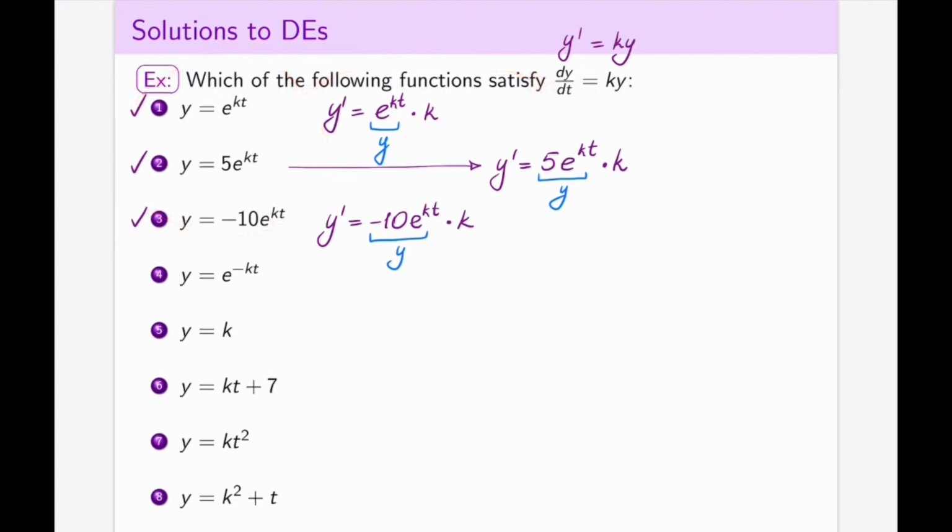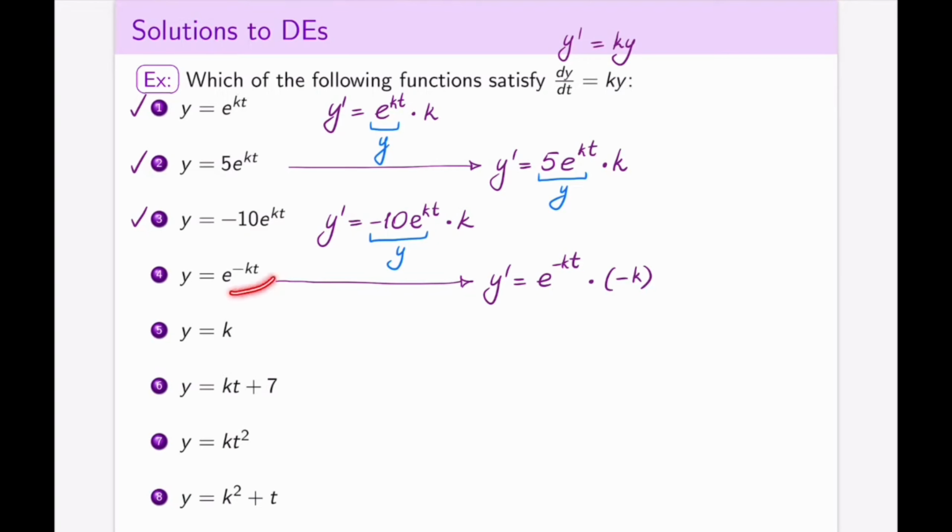Now let's try to play around with it. What if we add a negative into the power? Will this relationship still hold? So let's take a derivative of this guy here. What am I going to have? I'm going to have the derivative of itself, since the derivative of e to the power anything is itself, times the derivative of the inside, which in this case is minus k.